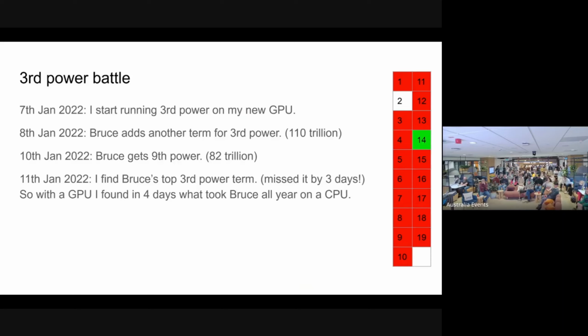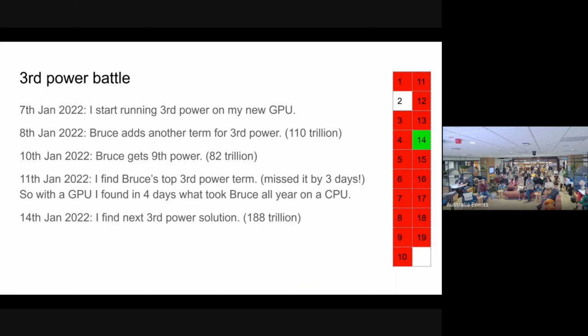So he's got the 9th power. But then on the 11th of January, I find the third term, the one that he just found, right? I missed it by 3 days. If I'd started 3 days earlier, I could have had the top one. But the promising thing was that I'd found in 4 days with the GPU what had taken Bruce like a whole year to find on his CPU. So I'm definitely faster here.